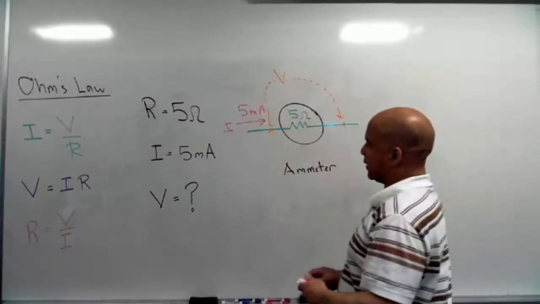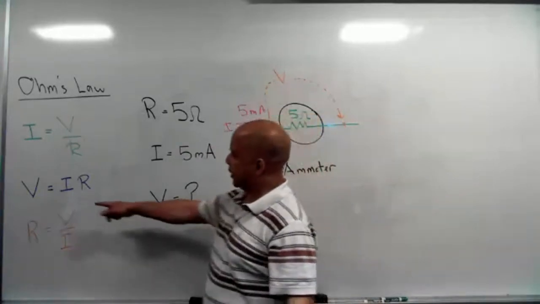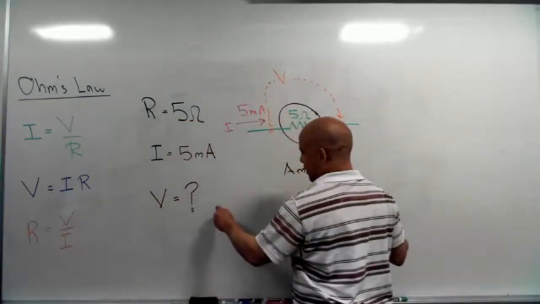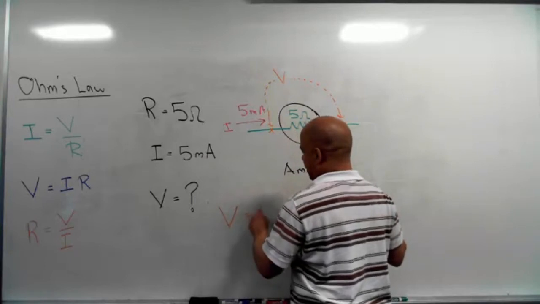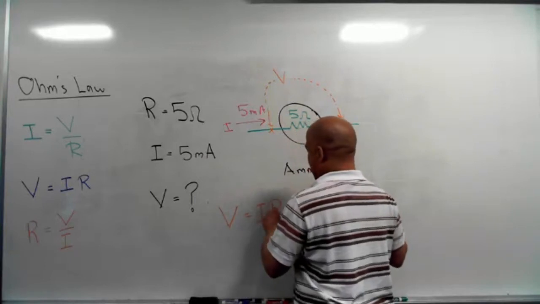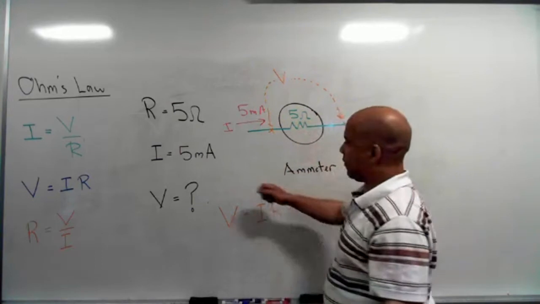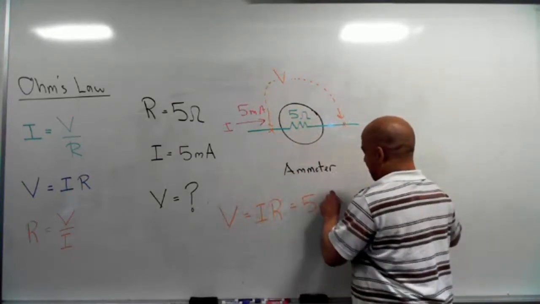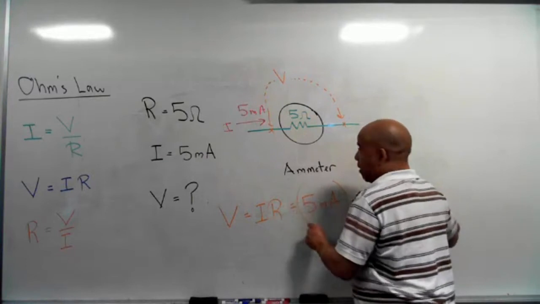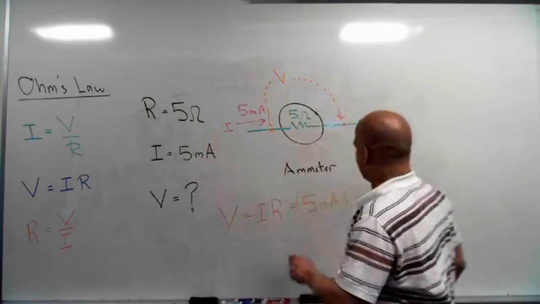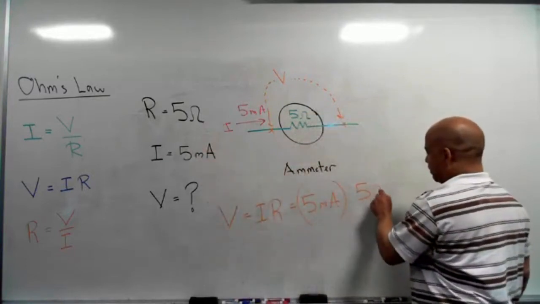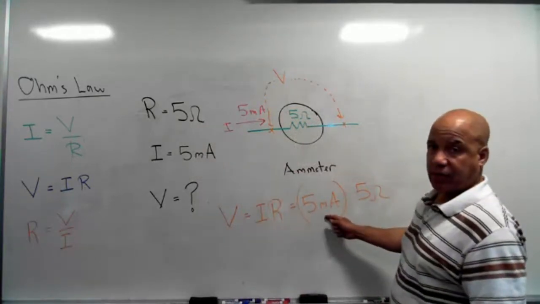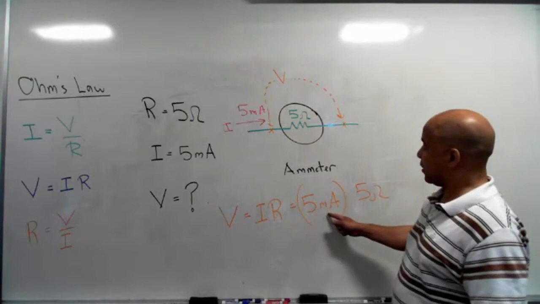And the way you get that is I need V equals something. Well, that's this one. V equals I times R. So I want to start by saying V equals I times R. I is 5 milliamps. R is 5 ohms. Now notice I left this as milli. I didn't write that as 0.005. I left it as milli.